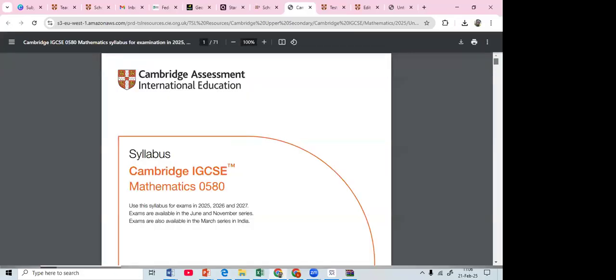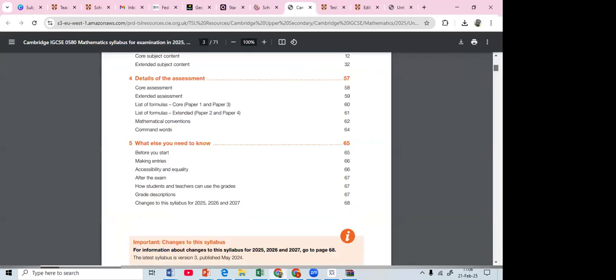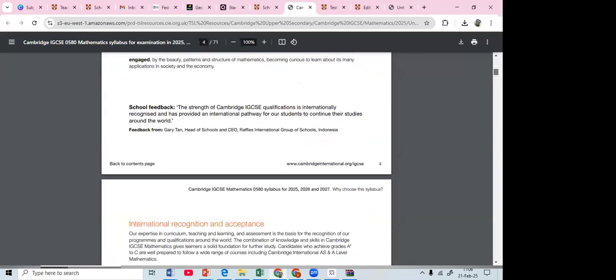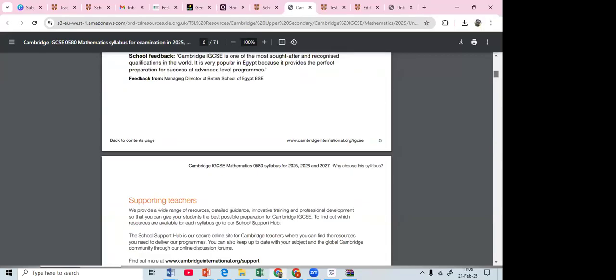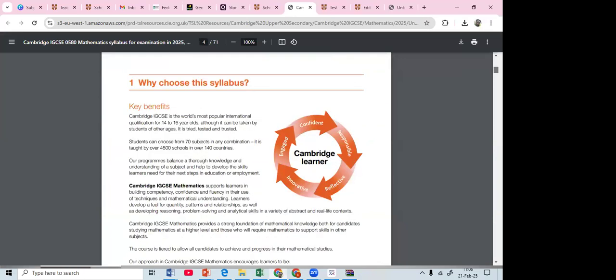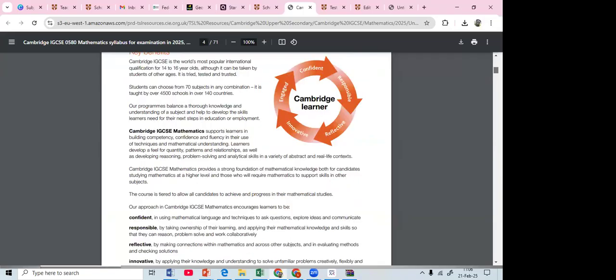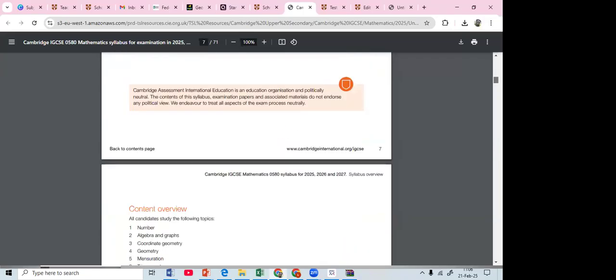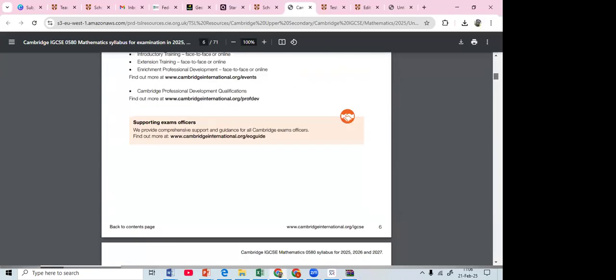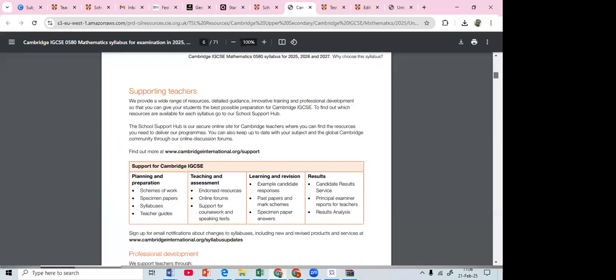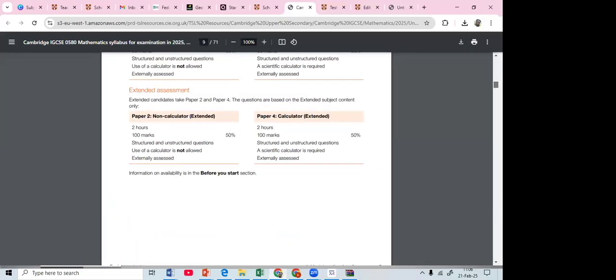Which things have been eliminated? Which things have been added? So you check that this is the syllabus. Read it carefully. Read everything. You'll find that they even remind you which attributes a Cambridge child must have. Then you read it through, and they'll guide you on the different things, how they can support you, and what you need to teach.